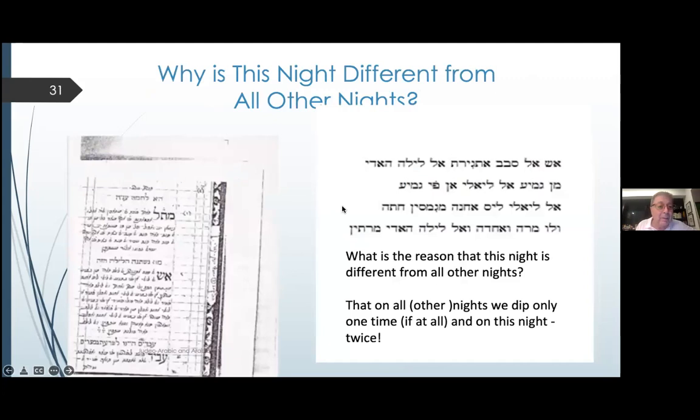And look here how nice it is. The manuscript is very easily identified. Look how clear it is, very neat handwriting. And you see the question of why this night is different from all other nights, that on all nights we do not dip even once, and on this night twice. You see, twice. It's very nicely done in Egyptian Judeo-Arabic. I'm always delighted to do it. In my Seders, we do a lot of Egyptian Judeo-Arabic, although I'm not from there.